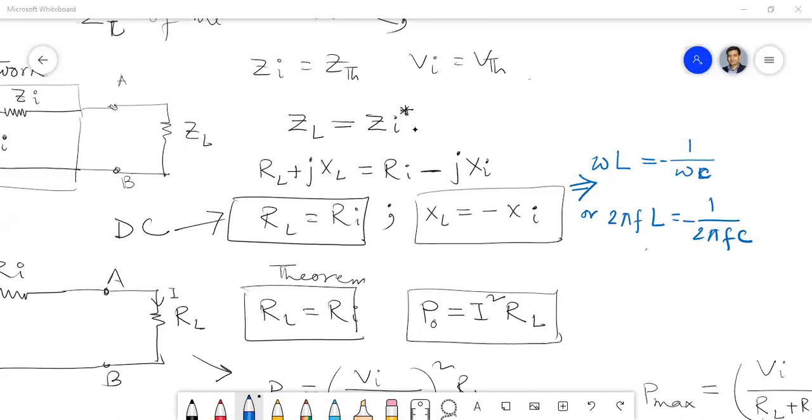Okay, so that means we can say from this expression that the inductance value and capacitance value may not be the same. And you are saying that it's a resonance condition. Resonance is a different thing.